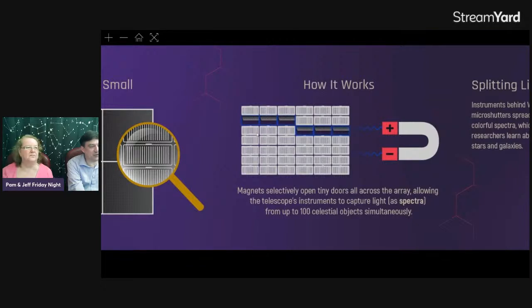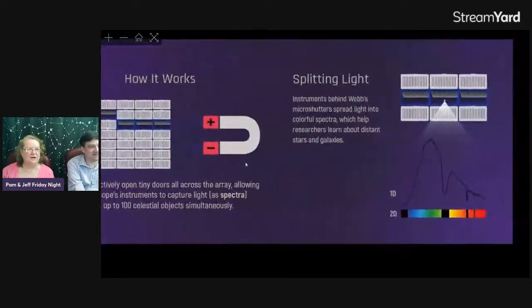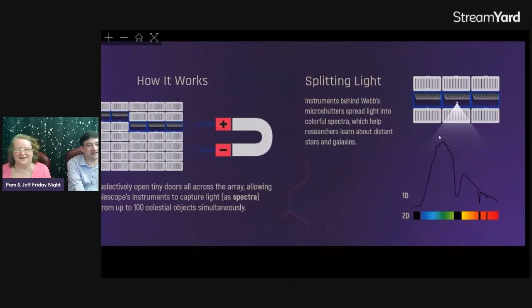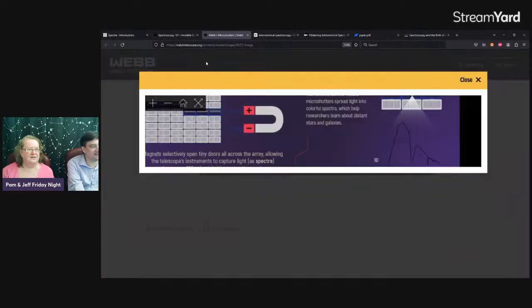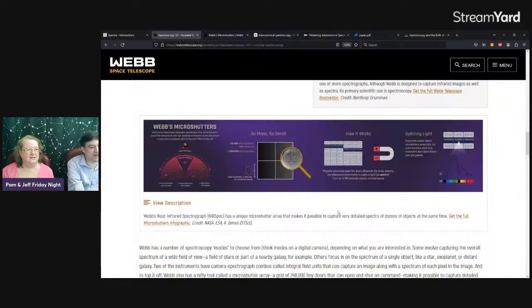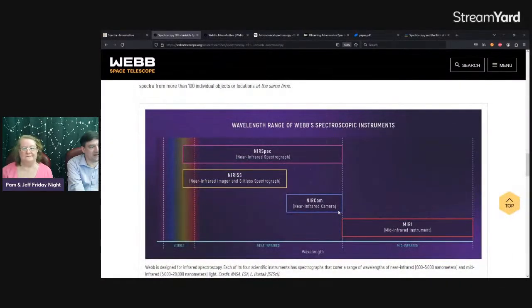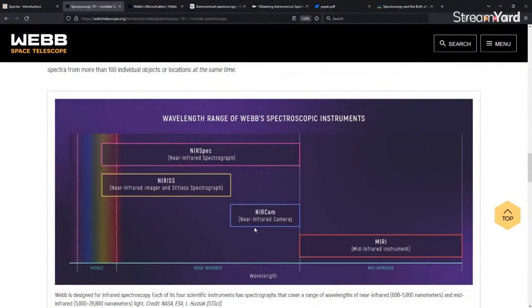So you get this one open and this one open, and you're looking at two different objects. I'm glad they spent that time to make that work properly. And then each one, they split the light. Wow. Okay, so that's that infographic. And these are the various instruments that they have and what they can look at.